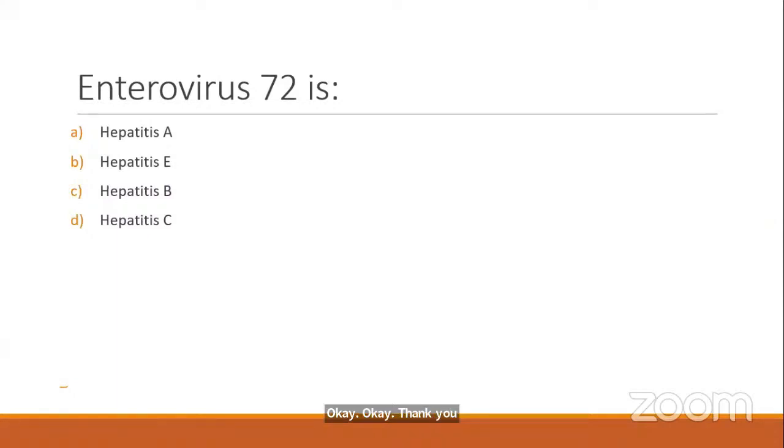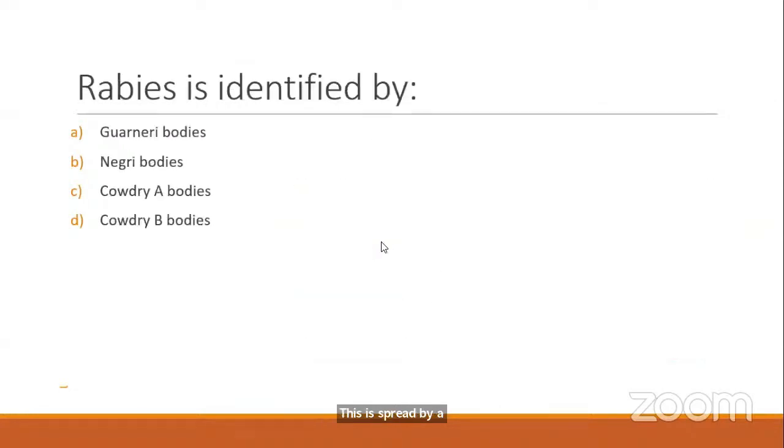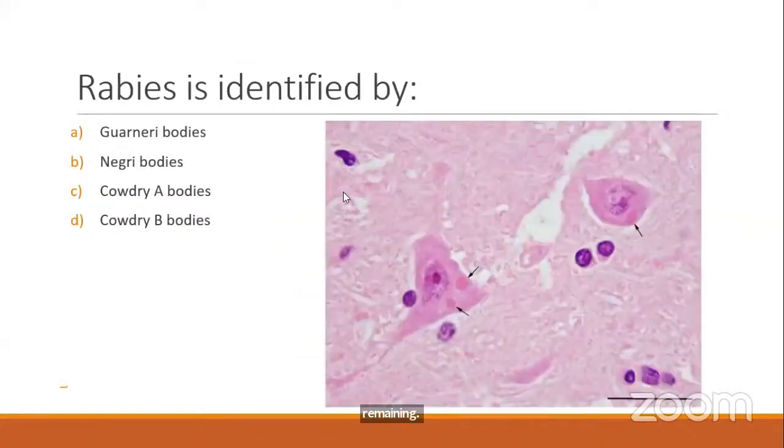So the answer for this question is hepatitis A. Okay. So for hepatitis, there is not much to say. It is spread via the fecal-oral route. Not much time remaining. Okay. So rabies, I have already told you. It is detected by Negri bodies. This was the thing which I told you.